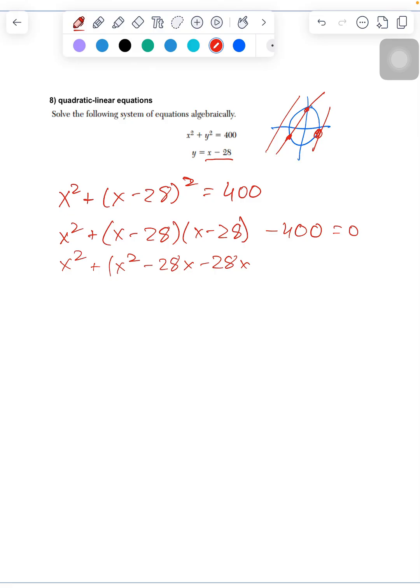Oh man, let me check what this is. Negative 28 times negative 28. Do this on your calculator. So this is just going to give me positive 784, minus 400, equals 0. So I'm just going to combine like terms here. X squared plus x squared, I get 2x squared. Minus 28x minus 28x is going to be minus 56x. 784 minus 400, I'm going to get plus 384.